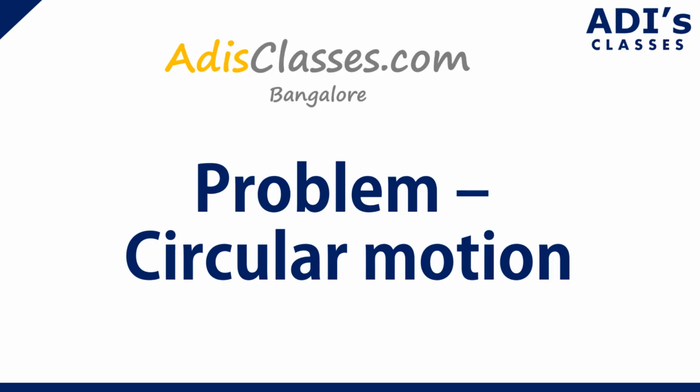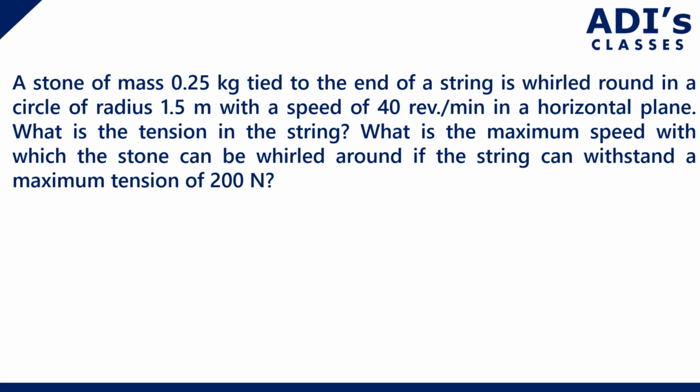A stone of mass 0.25 kg tied to the end of a string is whirled round in a circle of radius 1.5 meter with a speed of 40 revolutions per minute in a horizontal plane. What is the tension in the string? What is the maximum speed with which the stone can be whirled around if the string can withstand a maximum tension of 200 Newton? Okay, now this is a given question.